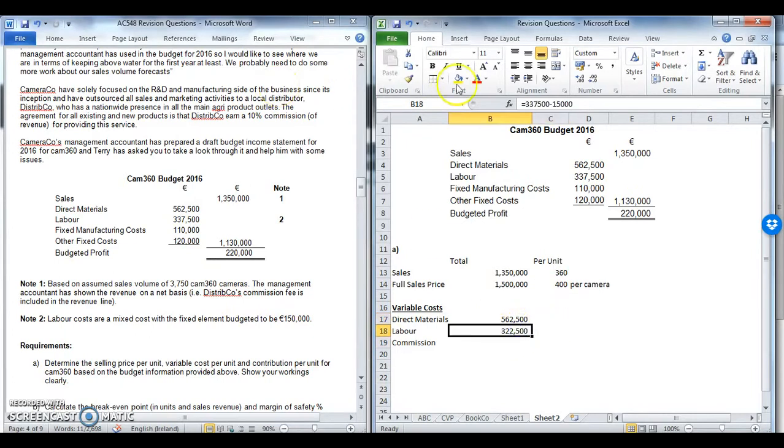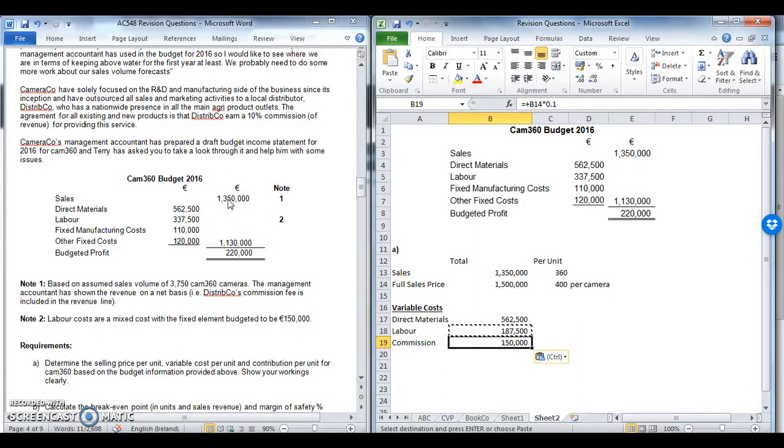So actually, now this should be 150,000. So now we have our variable element, and now the commission is the final one. We know that the full sales revenue is 400 times 3750, which is 1.5 million, and we also know commission then is 10% of that, so 150,000.